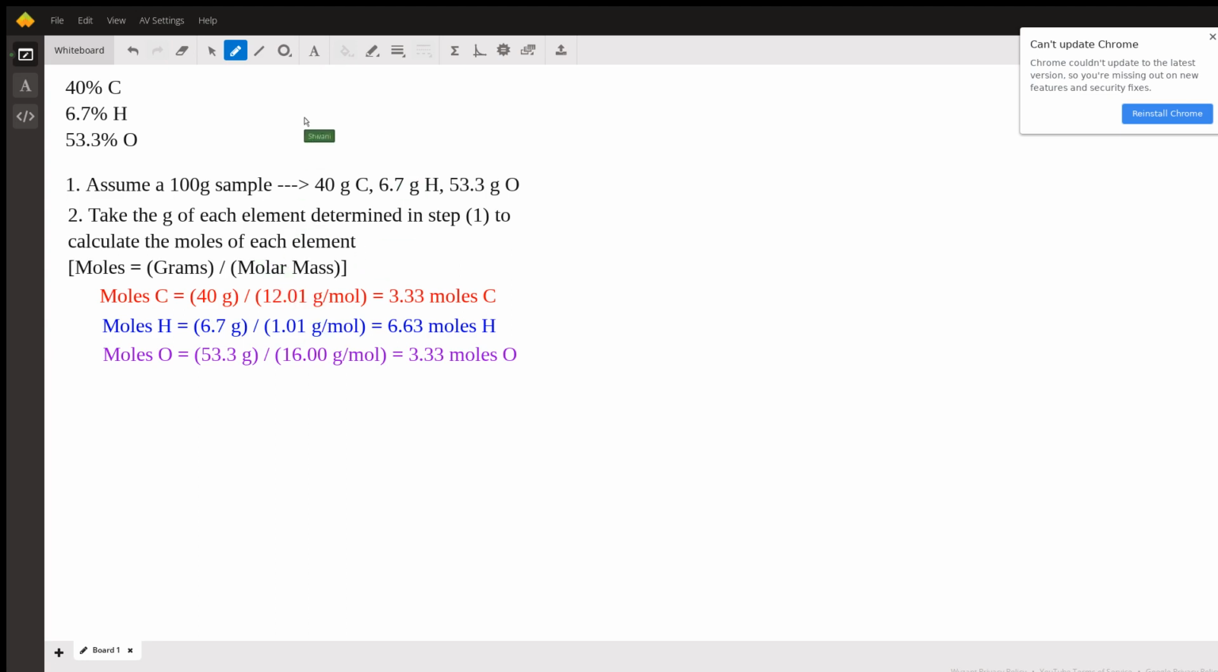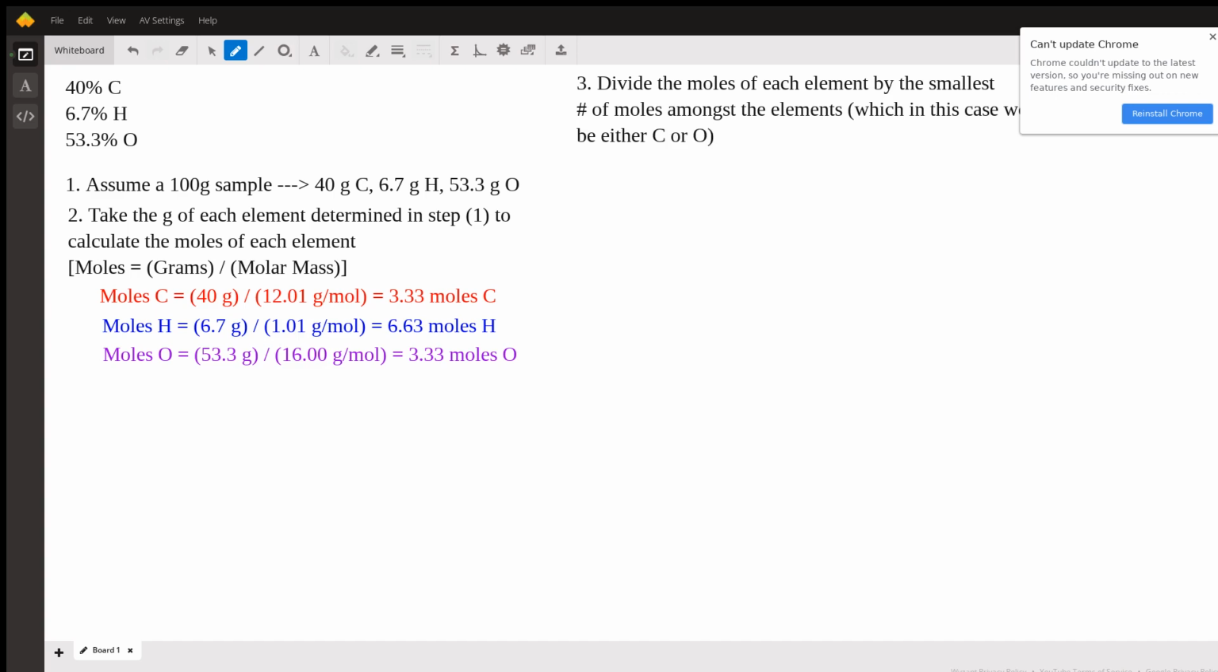So now we're going to take these moles. So this would be step three. So we're going to take the moles of each element that we got in step two and divide them by the smallest number of moles that we ever calculate. So in this case, carbon and oxygen, they are tied for the smallest amount of moles because you have 3.33 moles of C and 3.33 moles of O, and then hydrogen is 6.63.